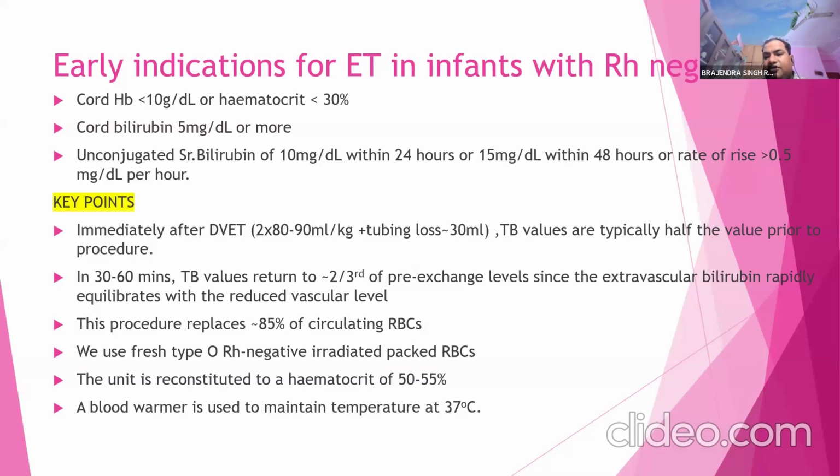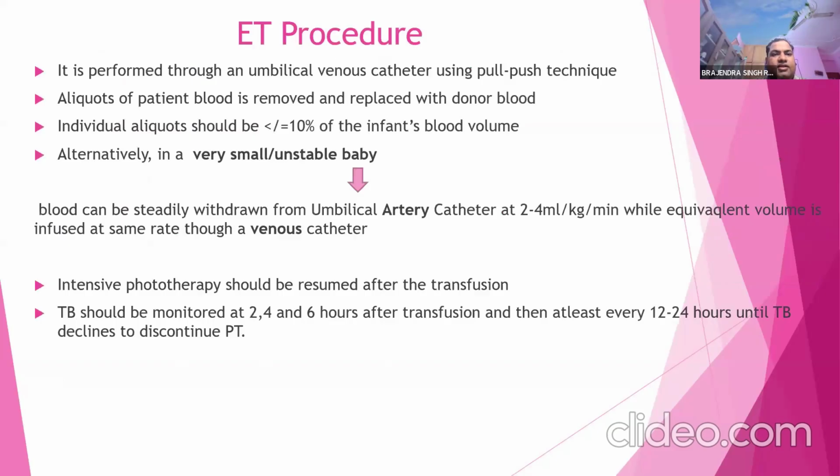after a double volume exchange transfusion. Total serum bilirubin is typically half the value prior to the procedure, and in 30 to 60 minutes, the total serum bilirubin value returns to two-thirds of the pre-exchange level, since the extravascular bilirubin rapidly equilibrates with the reduced vascular level. These are the theory parts we just read, and now this is the procedure of exchange transfusion.